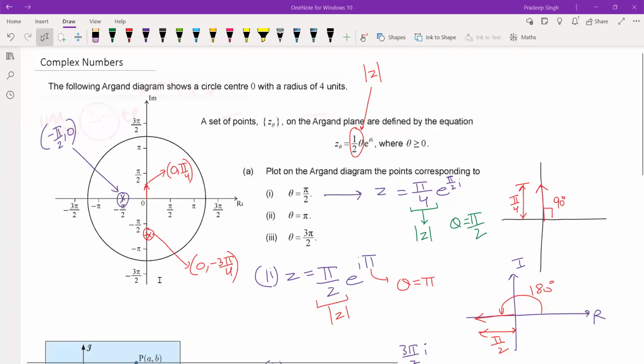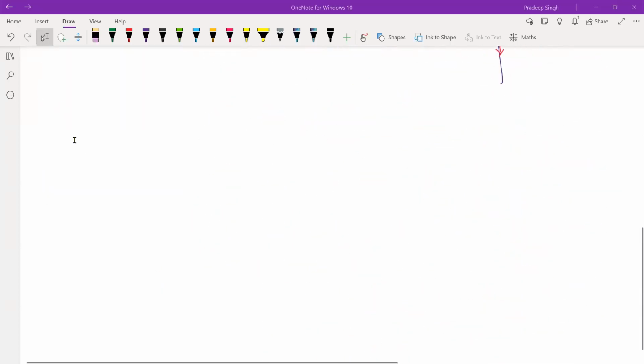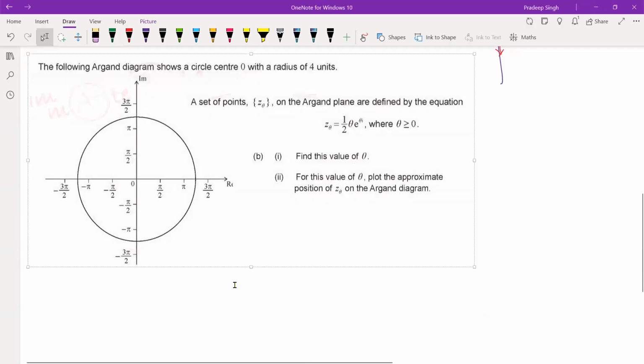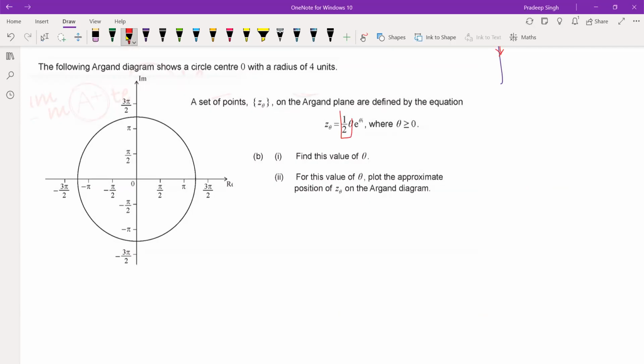Moving ahead to the B part of the question. The main data is still the same. The B part is to find the value of theta. This one is a little tricky because the equation is only one. Z is equal to theta by 2, e to the power I theta. We saw this is the Euler's form. And remember, whatever comes in front of e is your modulus, mod z. So let me write mod z is equal to theta by 2.